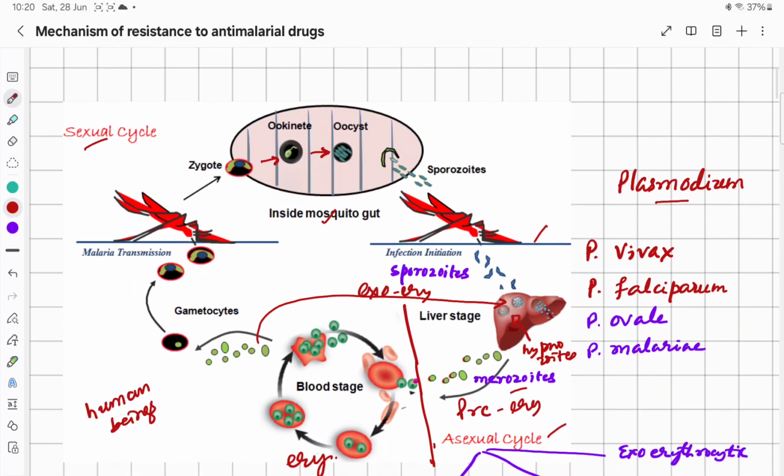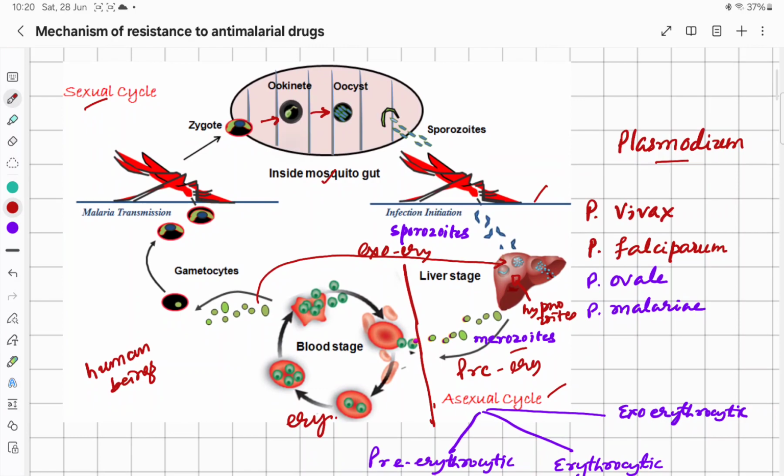So malarial parasite is known as the Plasmodium, and there are 4 species: Plasmodium vivax, Plasmodium falciparum, Plasmodium ovale and Plasmodium malariae. And the most common species are vivax and falciparum. And this Plasmodium requires 2 hosts. One is the human beings and the other is the female Anopheles mosquito.